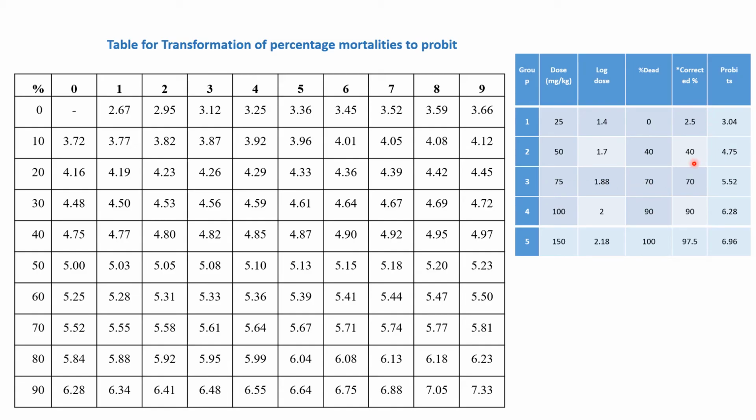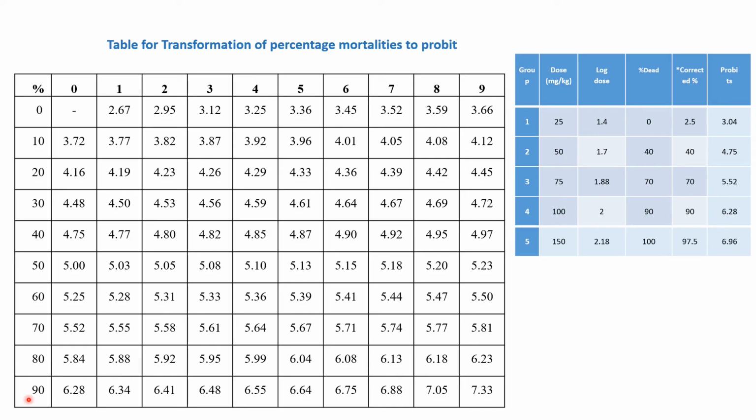Now the next percent corrected value is 40. You can see here 40, and the probit value is 4.75. Then next is 70. We simply take it from here, and the probit value for this is 5.52. Then 90. For 90, directly you take it from here: 90 is 6.28.